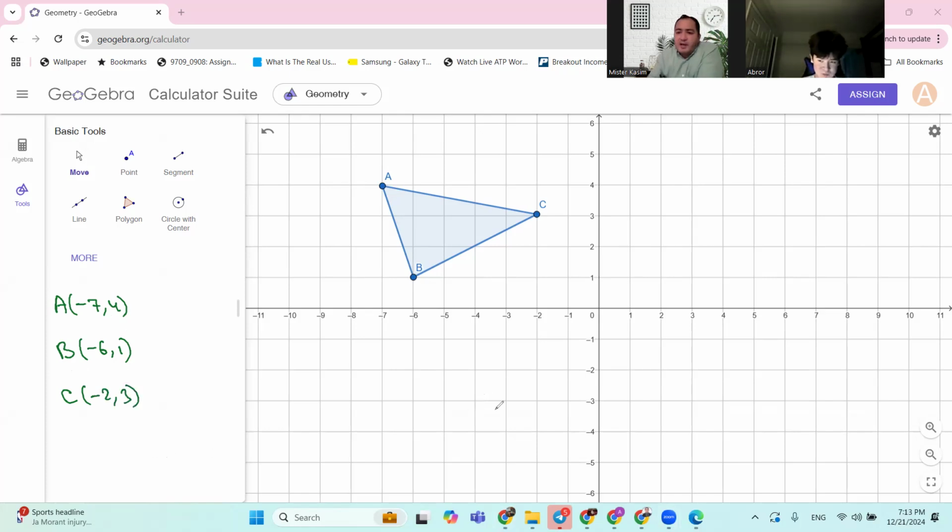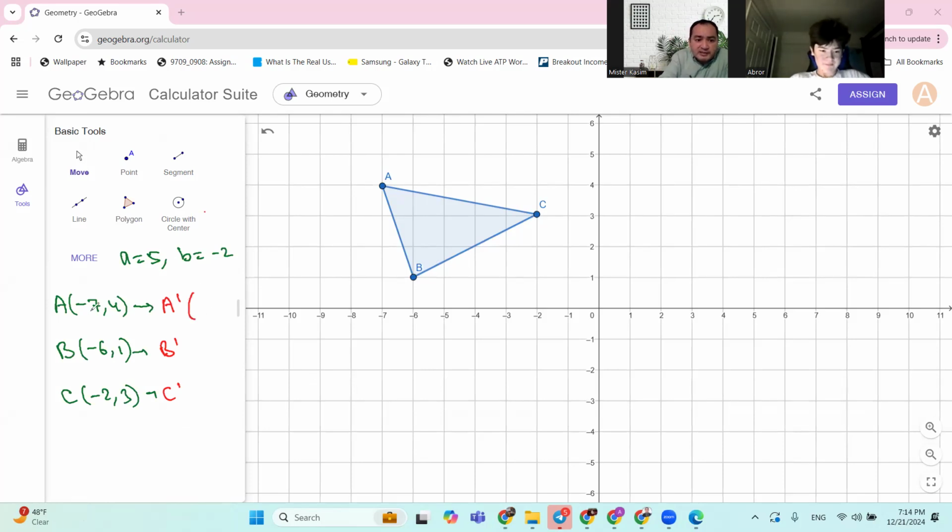Suppose that I want to shift this 5 units to the right and 2 units down. That means 5 units to the right, a is plus 5, and 2 units down, b is minus 2. You can just move this, but how about with coordinates? How do you do that? The new coordinates will be A prime, B prime, and C prime. Shifting 5 units to the right, I need to add 5 to the x coordinates.